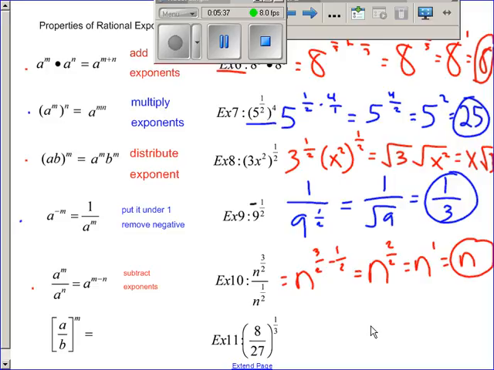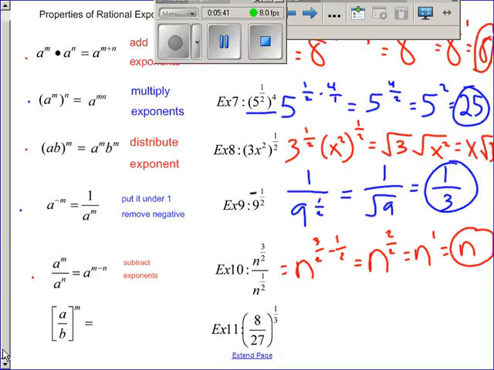And in our final example, we have brackets around a fraction, and it's raised to a power. When we see this, we're going to have to distribute to the top and bottom. So we're going to distribute the m to the top and to the bottom. So for our example, we have 8 over 27 raised to the 1/3 power. So that means I need to have 8 to the 1/3 power over 27 to the 1/3 power.